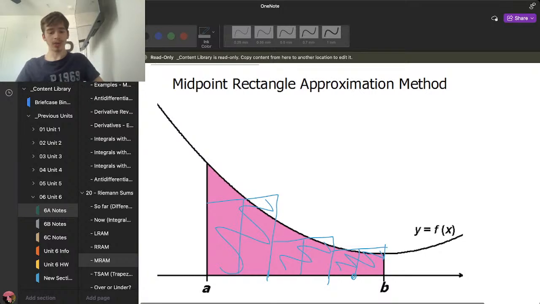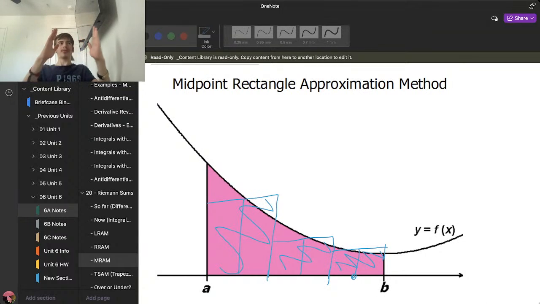MRAM. You're using the midpoint. So you're taking two points and you're taking the middle. Let's say x equals 0 and x equals 2. You're using the height at x equals 1 and you're making your rectangle based off that.